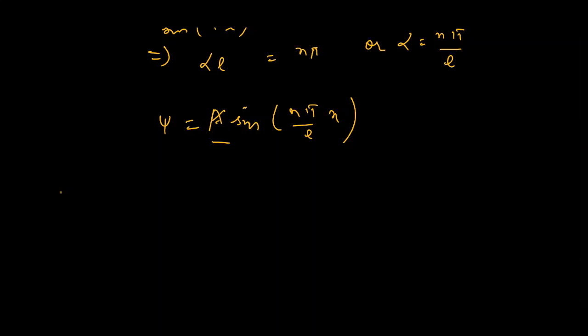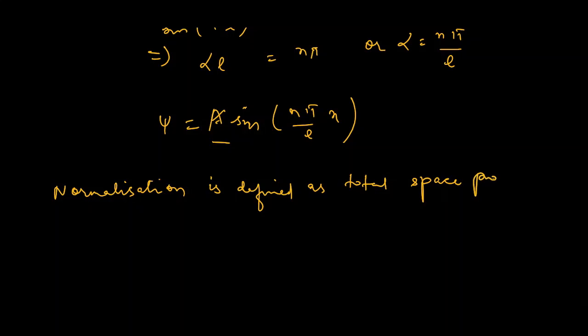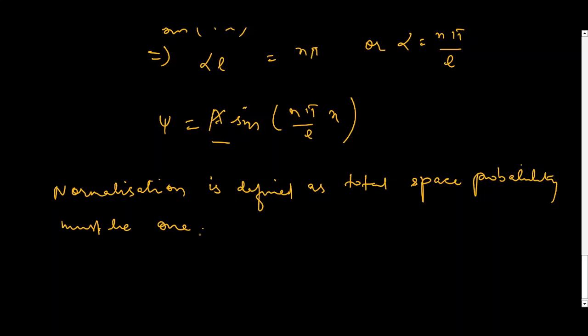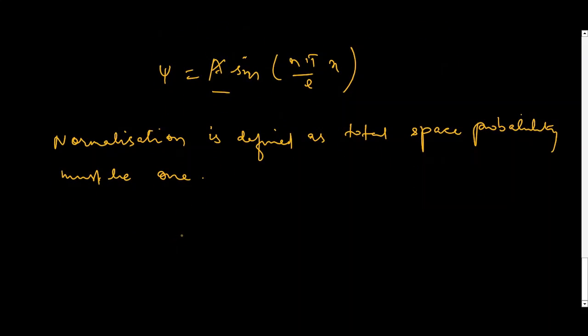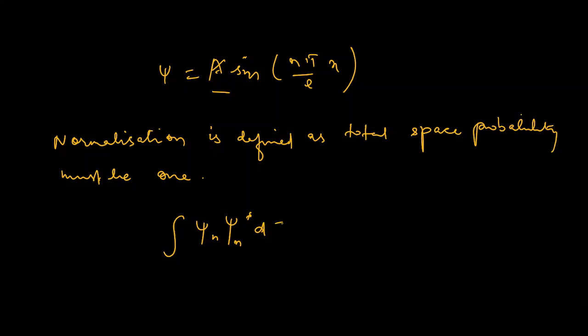So first we will see what is normalization. Normalization is defined as total space probability must be 1, and mathematically it is represented as integral of xi n into xi n star dou tau is equal to 1, right?